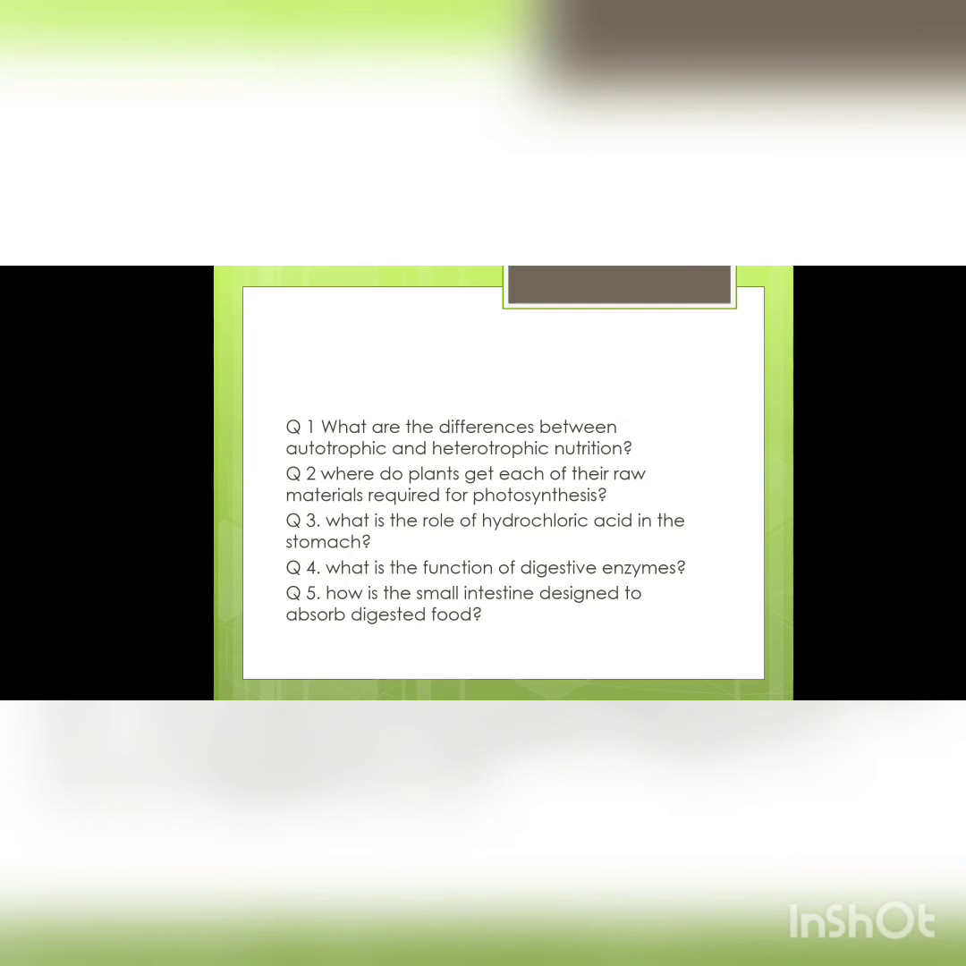How is the small intestine designed to absorb food? That you know, there are numerous thousands of finger like projections which we call villi that help in increasing the surface area of absorption, and that is found in the small intestine.